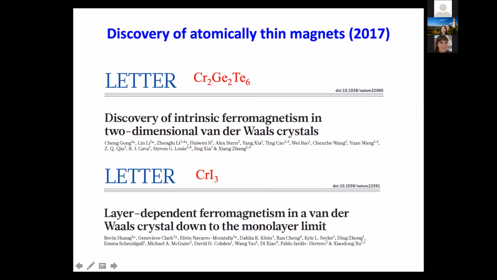There are two Nature papers reporting the existence of intrinsic long-range magnetic ordering in crystalline materials, and those are the two examples. This one is from Xiang Zhang's group from UC Berkeley, and this is from Xiaodong Xu's group from University of Washington, in collaboration with colleagues from MIT and Carnegie Mellon. So you have seen their names in Claudia's talk as well.